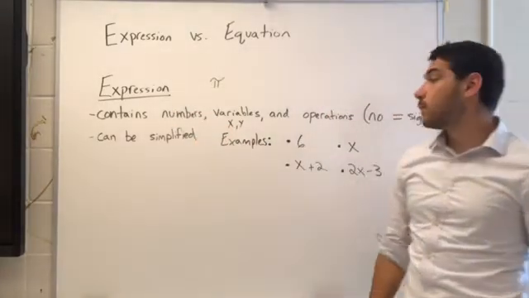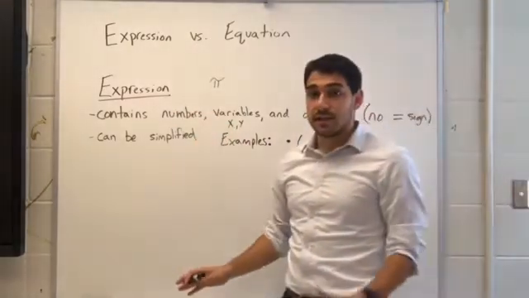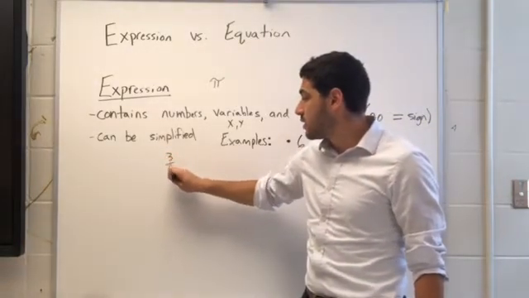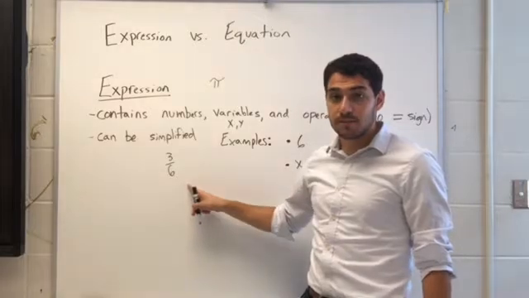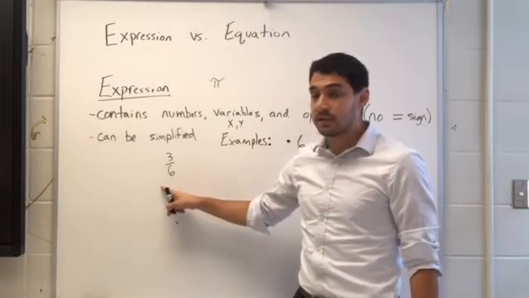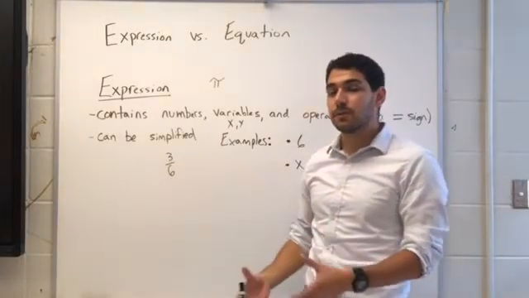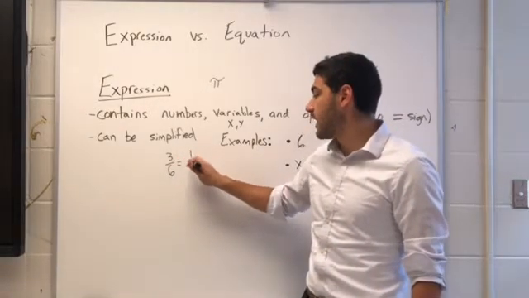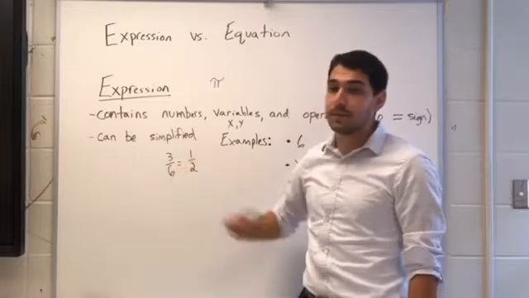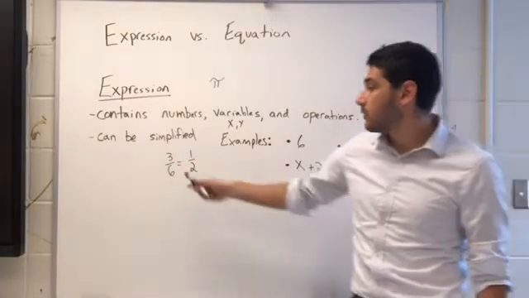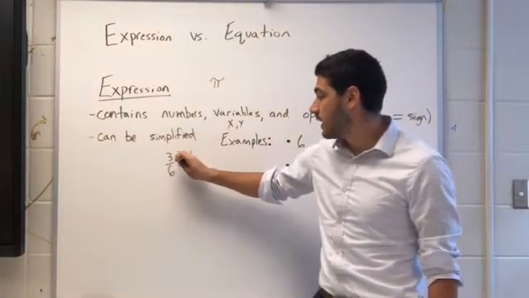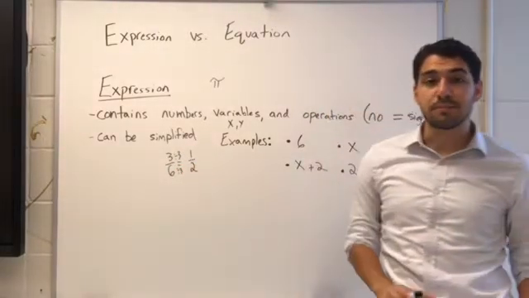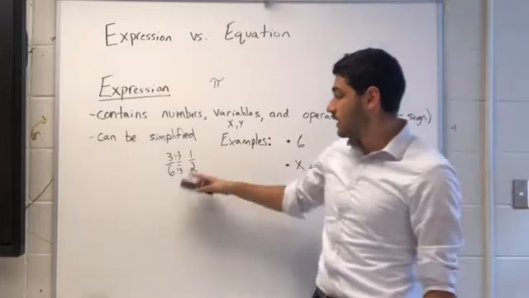For example, when we looked at fractions in the last unit, if we had the fraction 3 over 6, that's an expression of this fraction, and it can be simplified by reducing the fraction to its simplest form. So I can reduce this to 1/2, because both the top and the bottom are divisible by 3. If I do 3 divided by 3, I get 1. If I do 6 divided by 3, I get 2. So I can simplify expressions to get them in a simpler form.